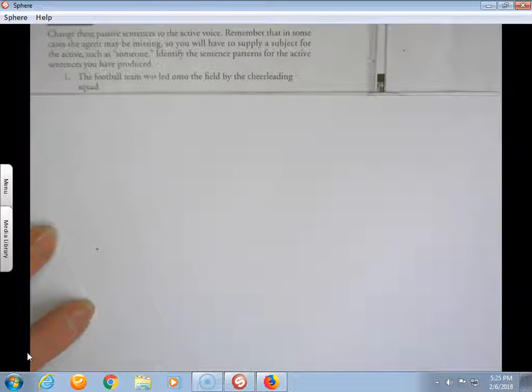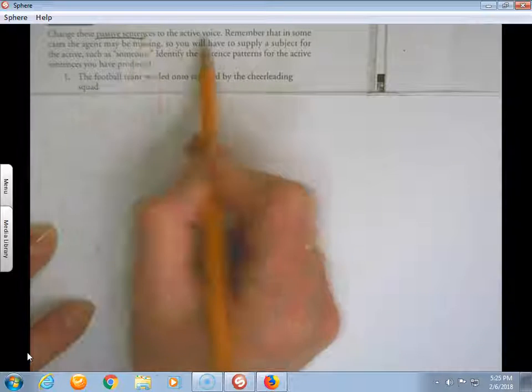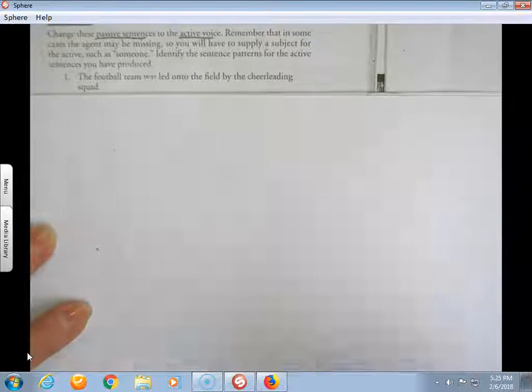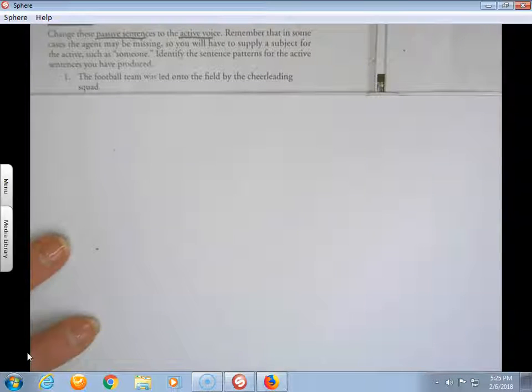Okay, in this exercise we have passive sentences that we are being asked to write in the active voice. So this time, in 15, I diagrammed it first and then I switched from active to passive. This time I'm going to go ahead and rewrite the sentence from passive to active.